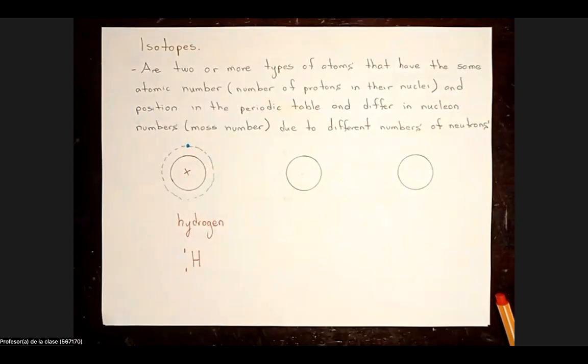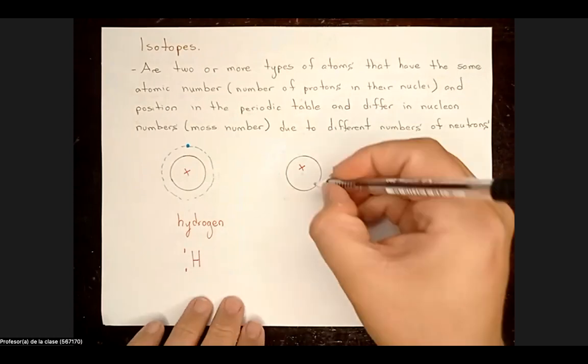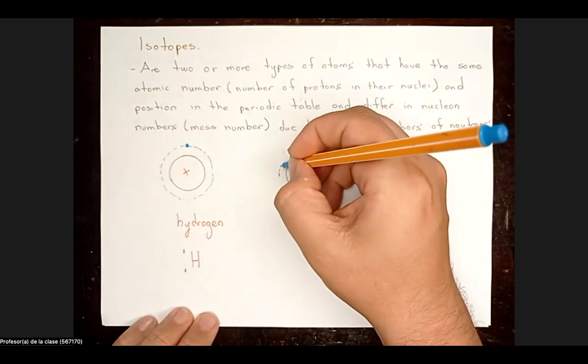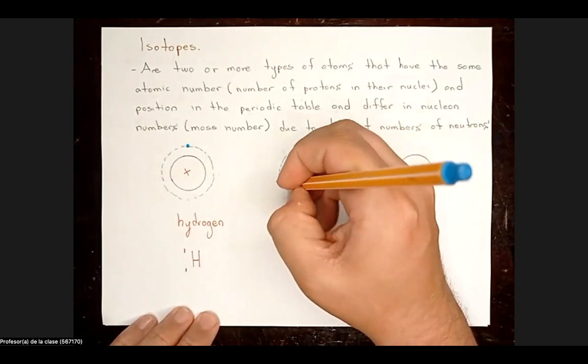Okay, perfect. That is a hydrogen atom. Very good. So what happens if I aggregate a neutron? Okay, but the number of protons and electrons will not change.